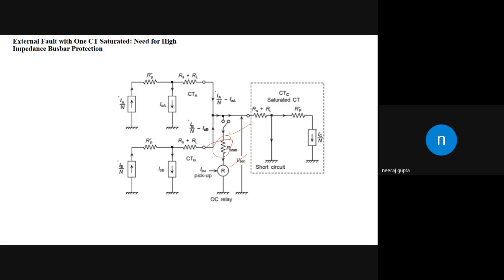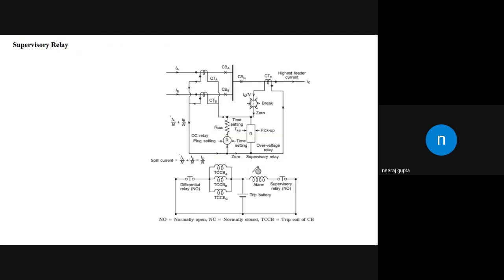Now, one more kind of relay that is used in the bus bar is the supervisory relay. So what is the supervisory relay? Let us suppose that the circuit breaks. In that case, we are not getting the information, and as a result the spill current is there and our relay will operate. That is not desired. So whenever the connections to the CT get broken, the spill current is there, but the supervisory relay is a very sensitive relay, and its time is less than this overcurrent relay.